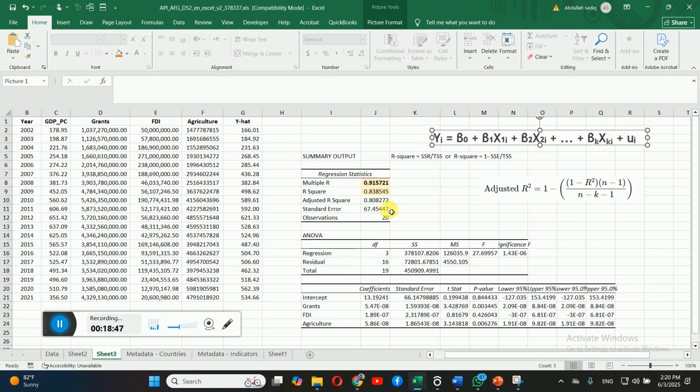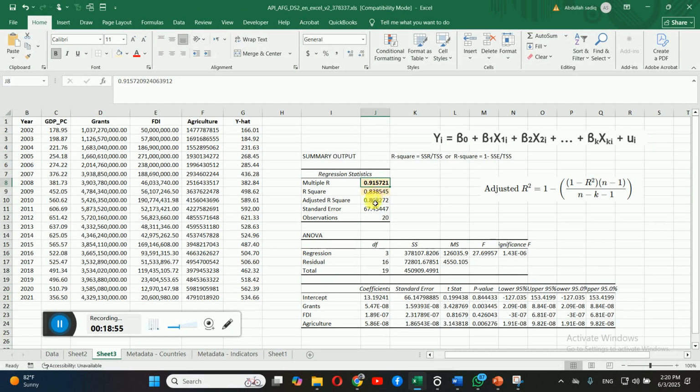So if the new variable is not useful, then the R square does not increase sufficiently or significantly, and instead the adjusted R square, you find out, is smaller. Once again, if you add a new independent variable and it is useful, the adjusted R square increases. If it is not useful, the adjusted R square value decreases.